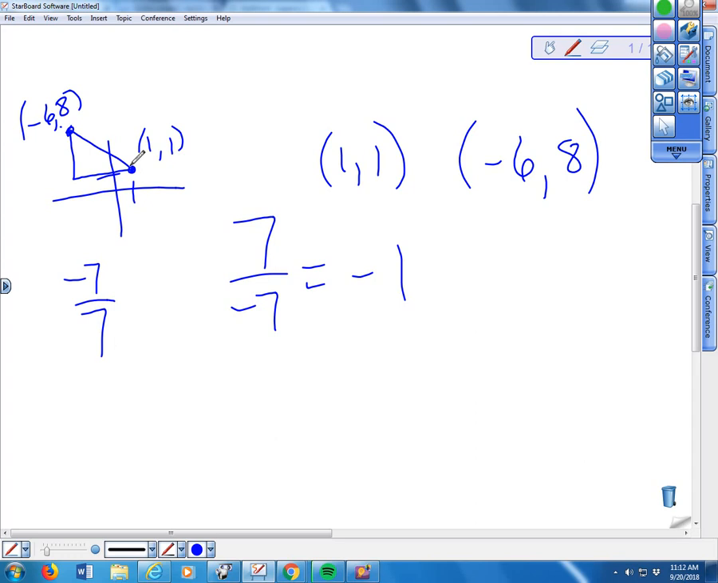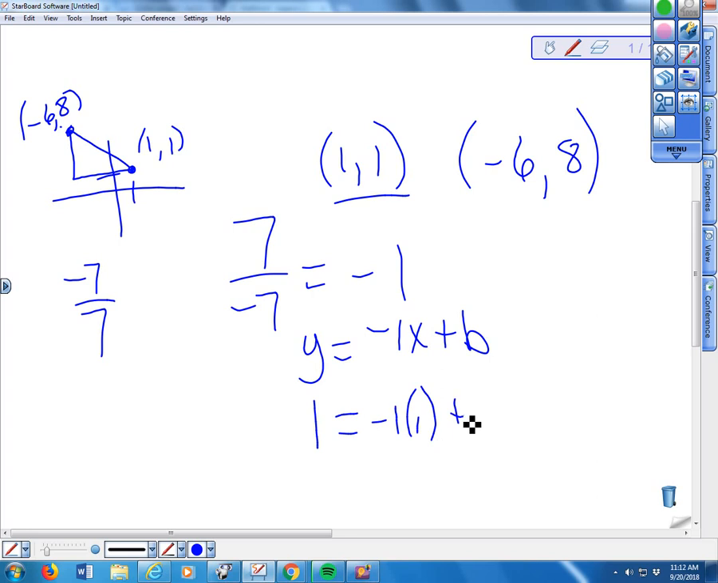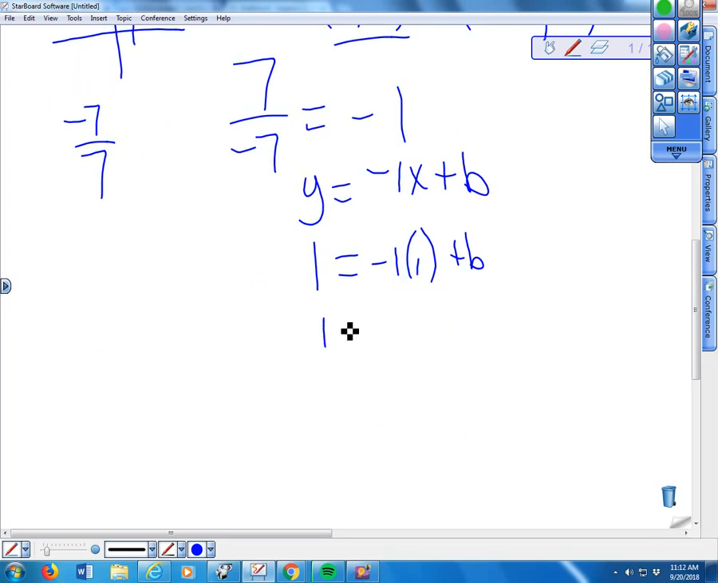Okay, so the slope's negative 1. How do I find the y-intercept? Go ahead and write my equation, and then let's just pick this point. 1 equals negative 1 times 1 plus b. 1 equals negative 1 plus b, sorry. Add 1, b is 2. So now my equation is, I don't need the 1 there, y equals negative x plus 2.